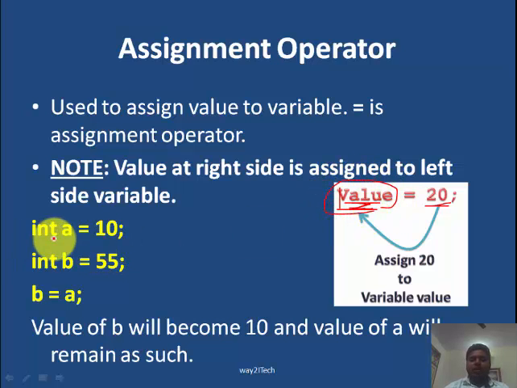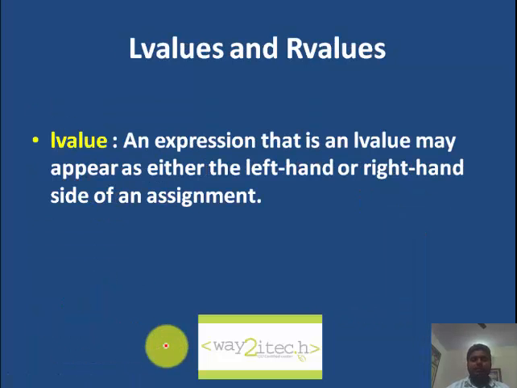Example, int a is equal to 10. The value 10 will be assigned to variable a. Int b is equal to 55. The value 55 will be assigned to variable b. Now b is equal to a. The right side value means a, and the right side value will be assigned to the left side variable. The value of a is 10 and 10 will be assigned to b. Earlier b was 55, and now b will become 10. The value of b will become 10 and the value of a will remain as such.